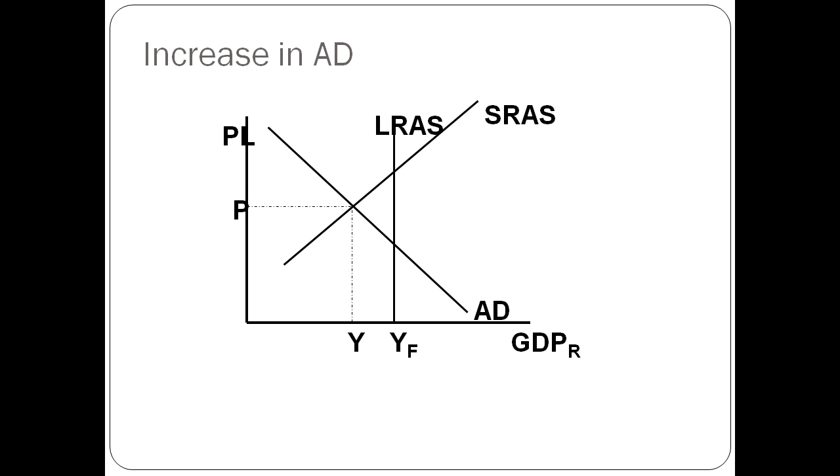So currently where we're at, where aggregate demand meets SRAS, we're at an equilibrium price level, which we represented with P, and then output, which we represented with Y.